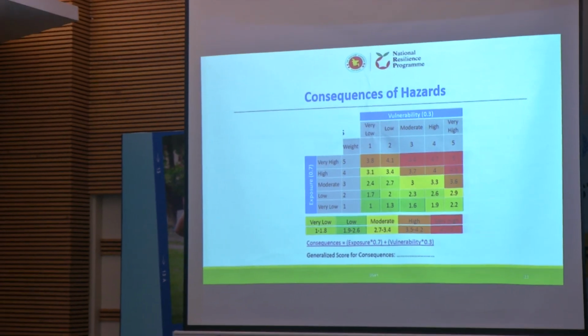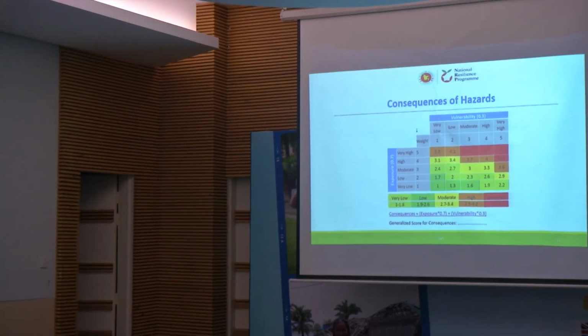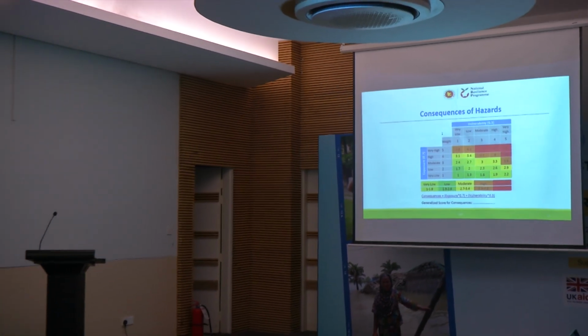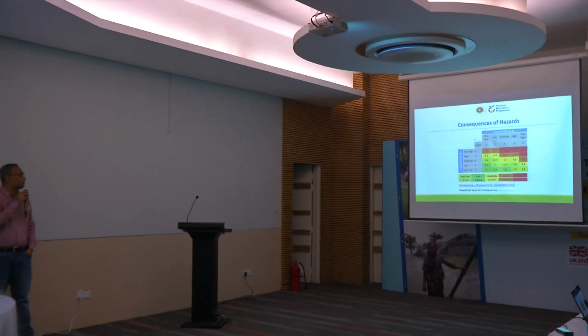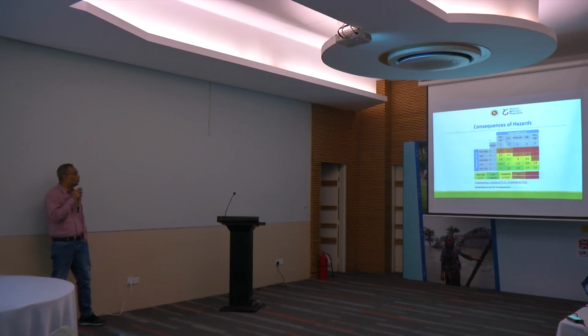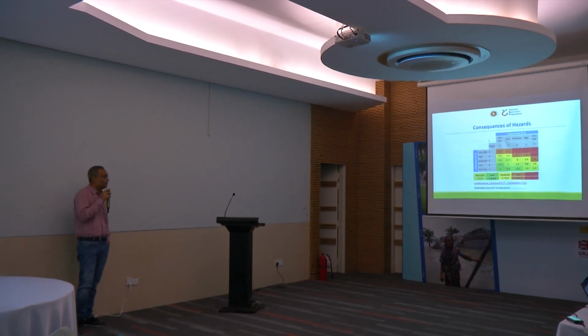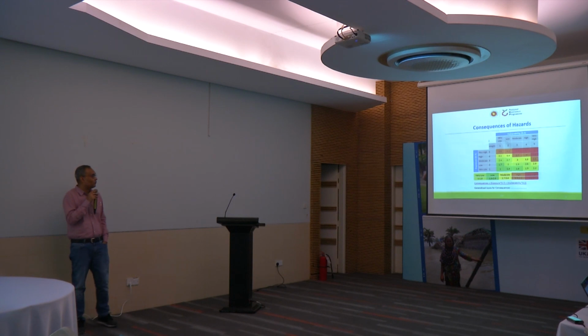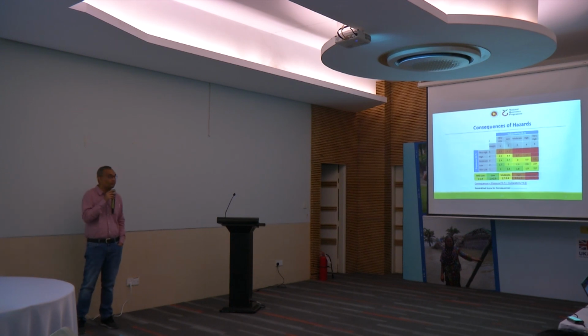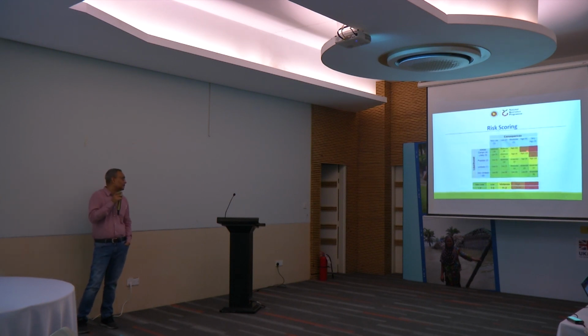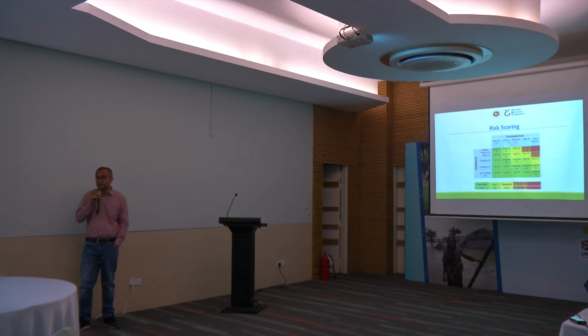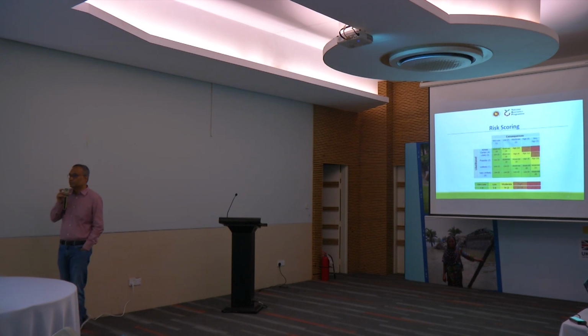They use this hazard consequence of vulnerability. It's 30% vulnerability and 70% exposure. So this is how they define it. If the score is 1 to 1.8 they identify it as very low, and 4.2 to 5 is very high. And thus they use the risk scoring. Next slide. So this is how risk is calculated, and this method is used in the DRIP for the risk assessment.